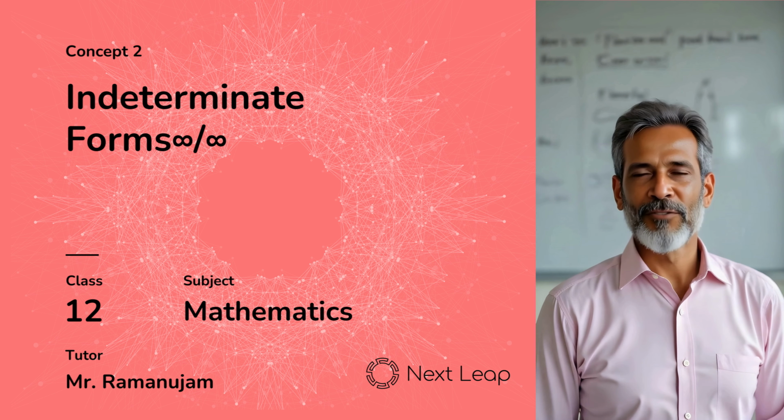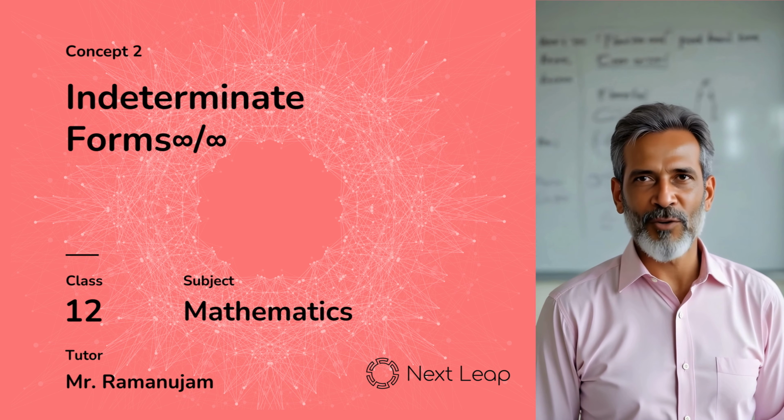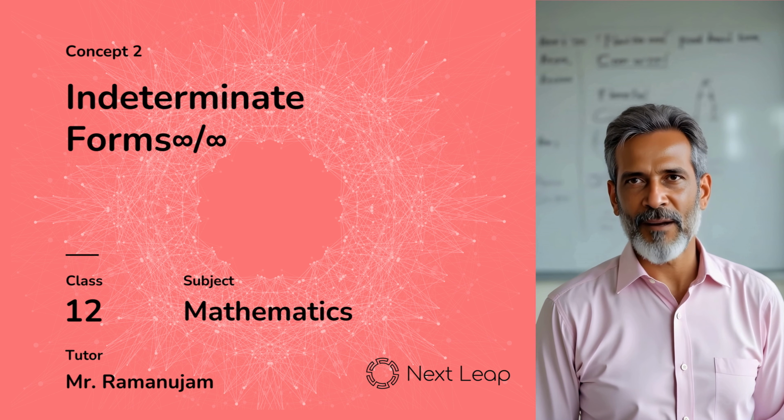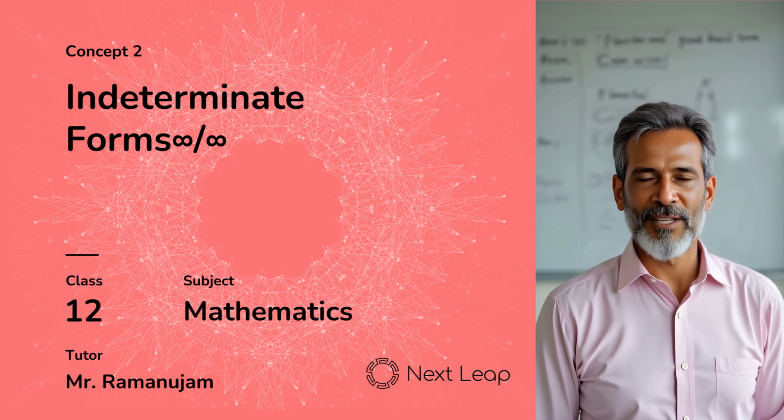For example, consider limit as x tends to pi by 2 of tan 3x over tan x. Both numerator and denominator blow up, giving us infinity by infinity. Another example is limit as x tends to infinity of 4 e power x plus 2x square divided by e power x plus 3x power 5. Again, both parts go to infinity.